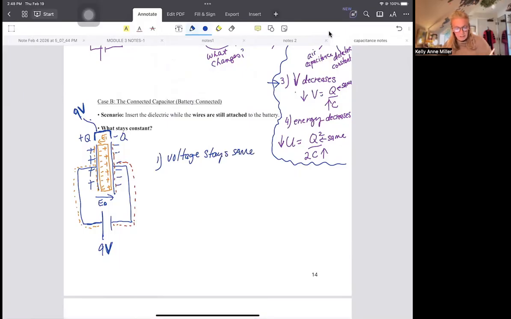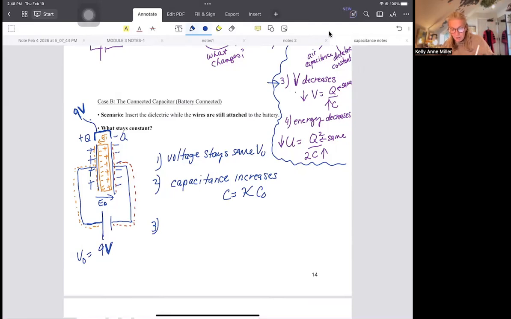Okay, and if we call that V naught, it's just going to be V naught. It's going to stay at that same voltage. The capacitance is going to increase, right? That doesn't change from the first situation. The capacitance increases in the same manner: you take the dielectric constant and multiply it by whatever the capacitance was when you just had air in between the two plates. Okay.